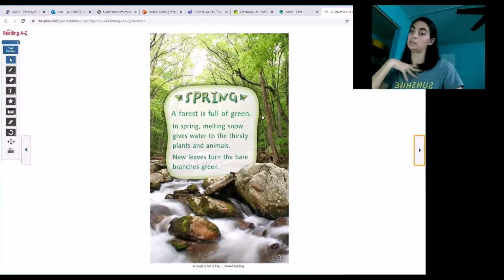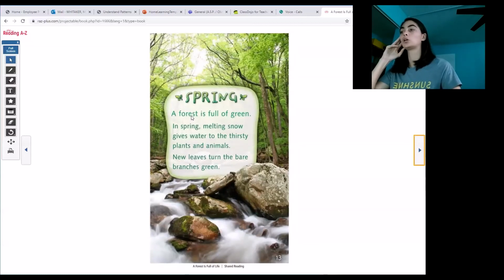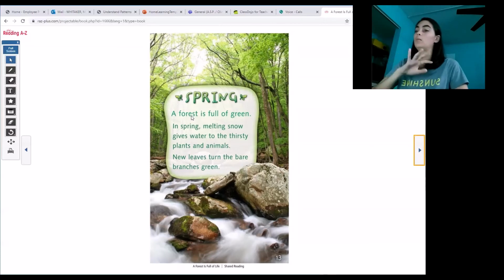Spring, my favorite season. A forest is full of green. In spring, melting snow gives water to the thirsty plants and animals. New leaves turn the bare branches green. So remember in fall when the leaves fell, they left those branches all bare. There was nothing on them. So in the last section, there was a lot of snow on the ground. In the spring, there's no snow because it melted.